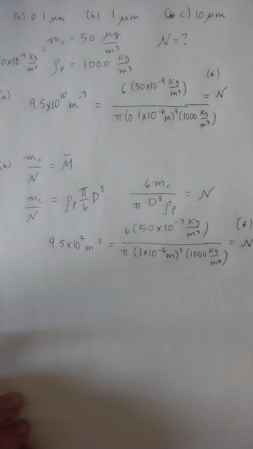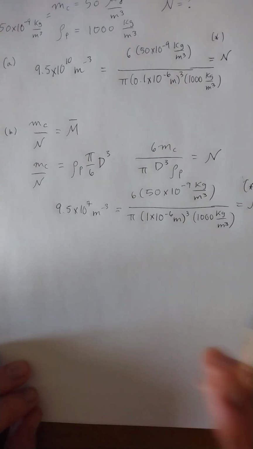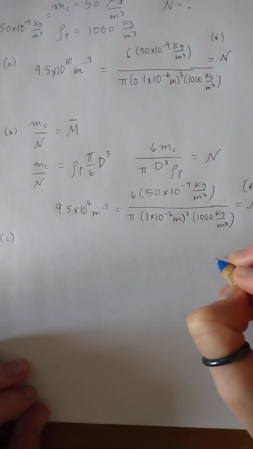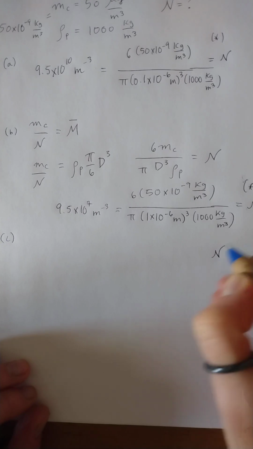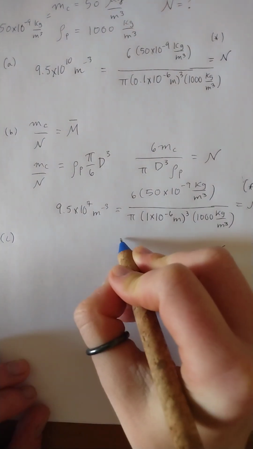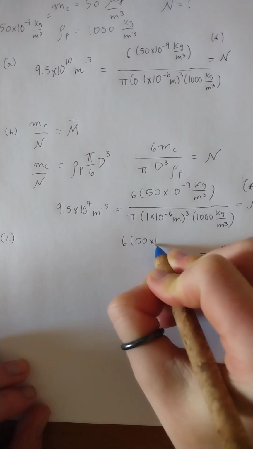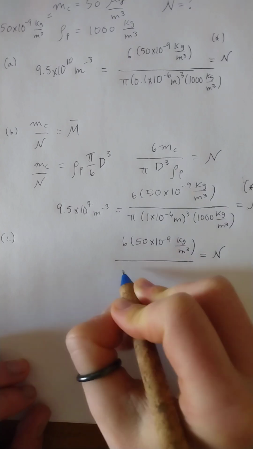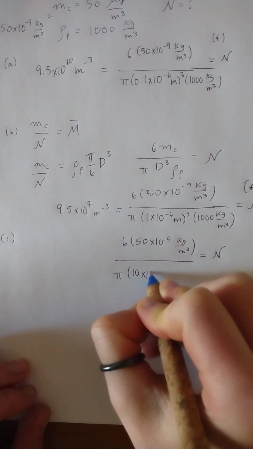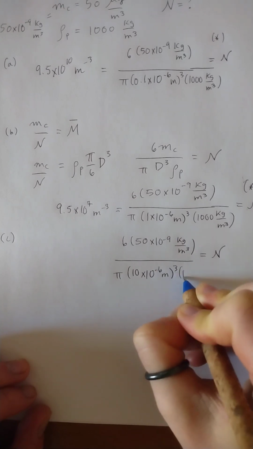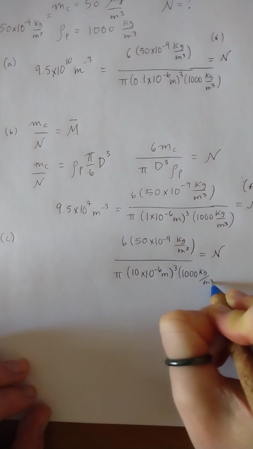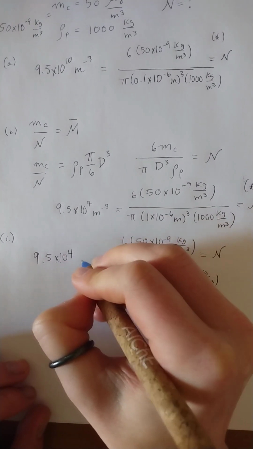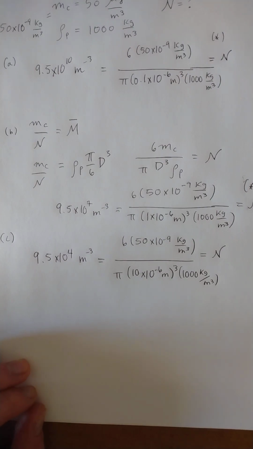And likewise, for part C, we're going to do exactly the same thing, but we should expect that now, if we have even bigger particles, diameter 10 microns, we should need even less of those to get the same mass concentration. So we plug in our mass concentration, the bigger diameter in the denominator, the same standard density. Plugging all of that in, we get 9.5 times 10 to the 4th particles per cubic centimeter.